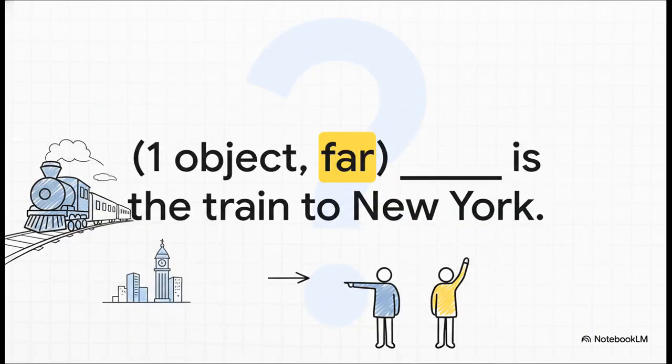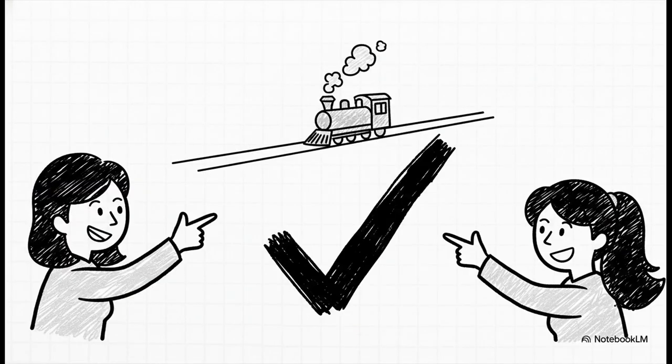All right, number 3 for you. A train is pulling into the station, but it's way down at the other end of the platform. So one object far away. The word you're looking for is, that's right, it's that. That is the train to New York. One train, far distance. Perfect.